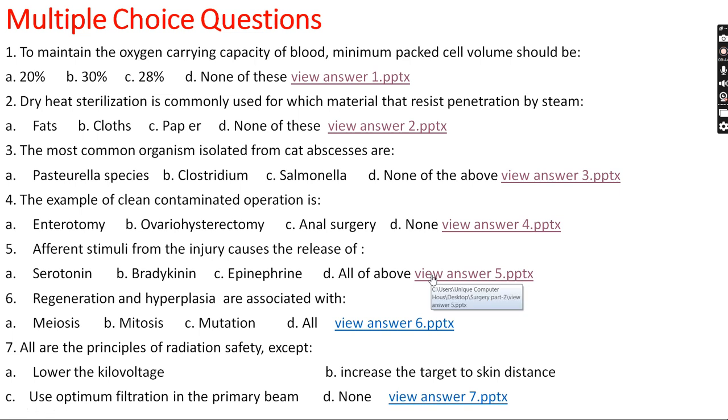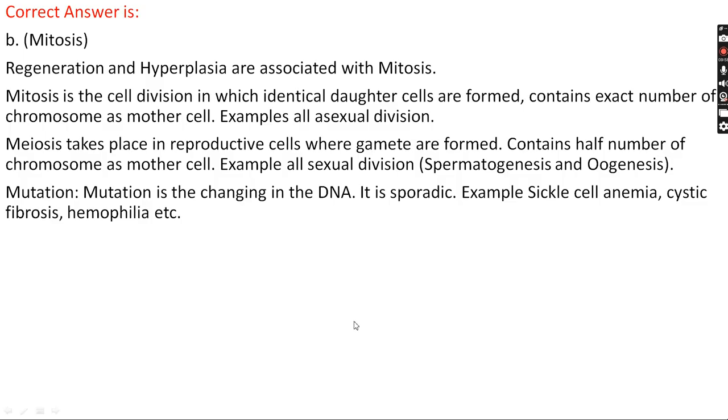Question number 6. Regeneration and hyperplasia are associated with: option A, meiosis, option B, mitosis, option C, mutation, option D, all. The right answer is option B, that is mitosis. Okay. Regeneration and hyperplasia are actually associated with mitosis. Mitosis is a cell division process in which daughter cells are formed which contain the exact number of chromosomes of the mother cells, and they are identical to the mother cells. An example of mitosis is that all asexual divisions come under mitosis.